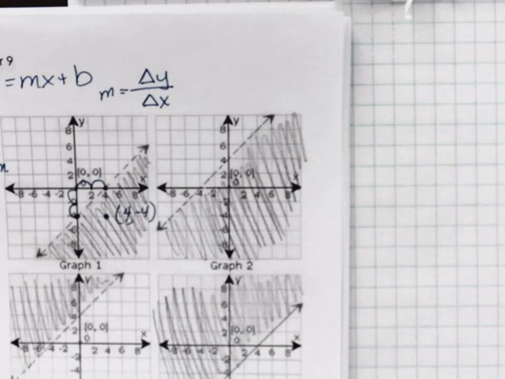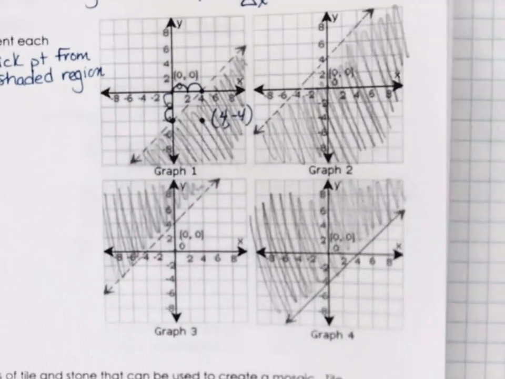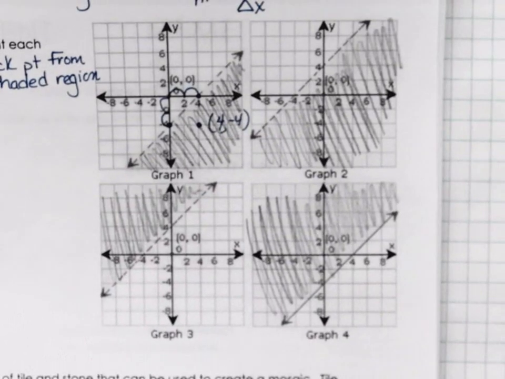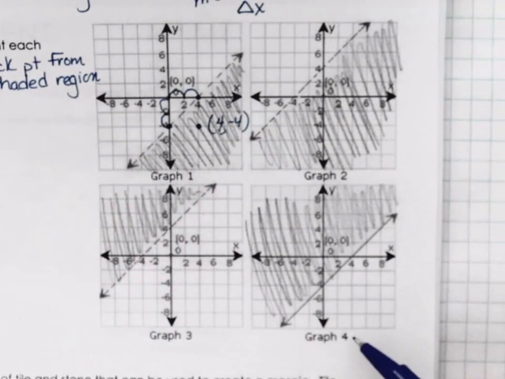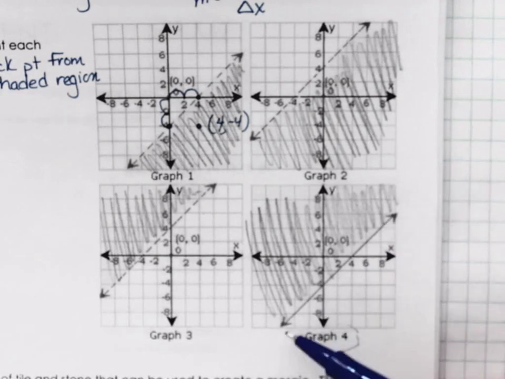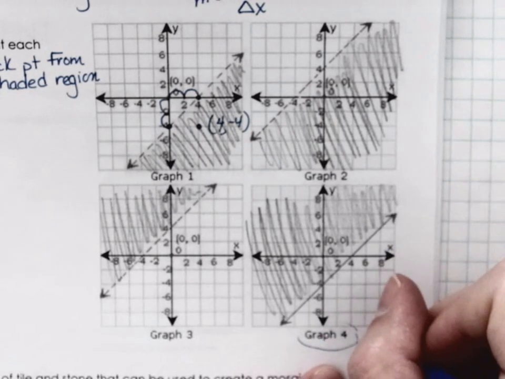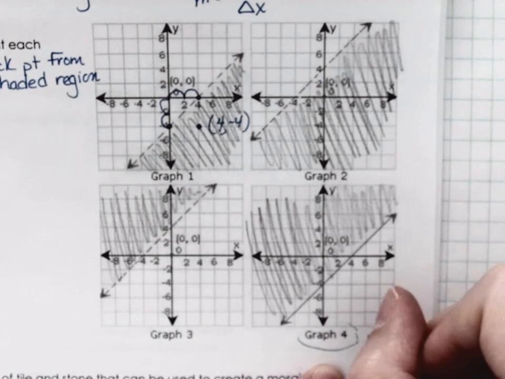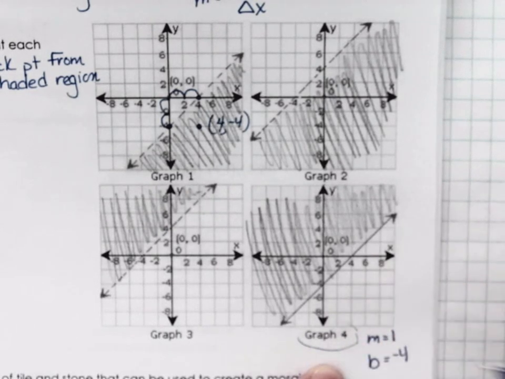Do you see another graph that has the exact same line, but solid, as graph 1? And I hope you're all shouting out that graph 4 has the same line, so we know that the slope is 1, and we know that the b is -4.